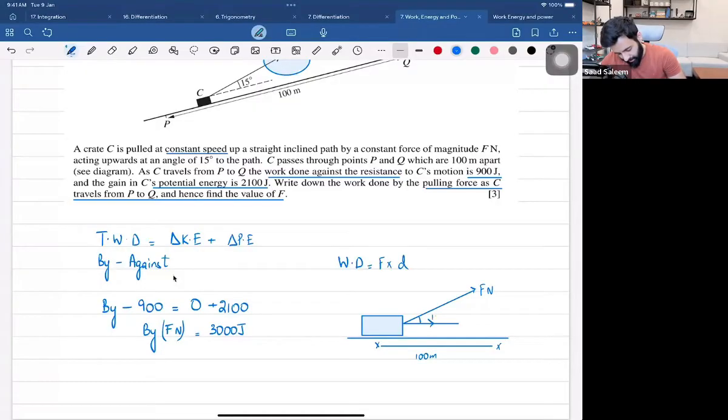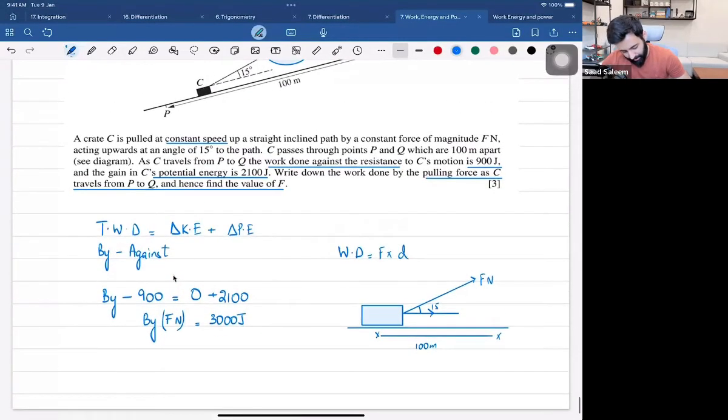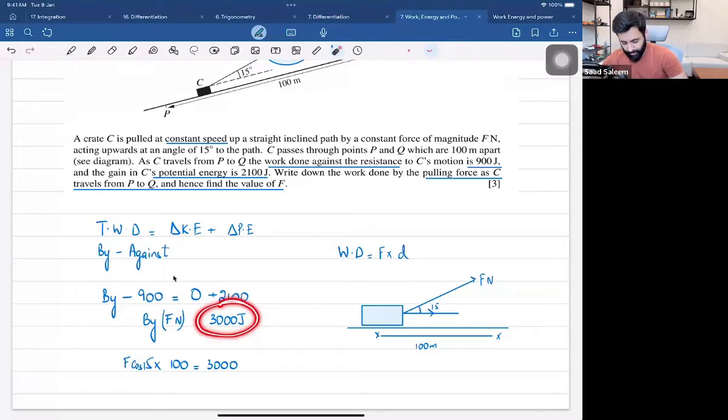Since the angle is 15 degrees, the component of the F newton force which is parallel to the plane will be equal to F cos 15. That is the force, multiplied by the distance, which is equal to 100. That will give us the work done. And what's that equal to? That's equal to 3000. So I repeat, although we do have the work done by the F newton force, the question is, how will we use that to calculate the value of F?